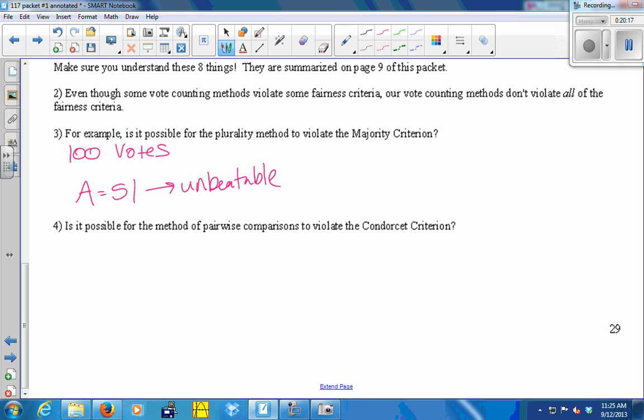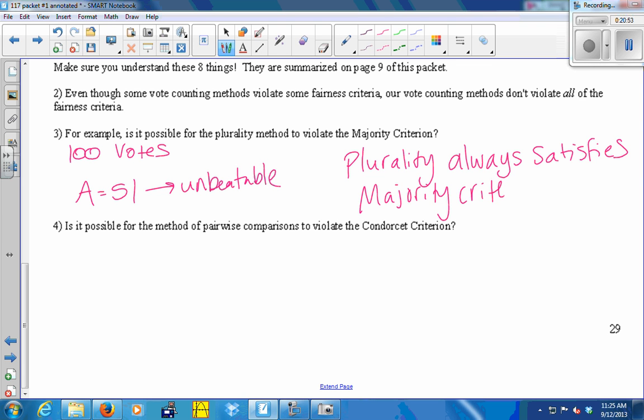So if you give a candidate a majority of the votes, they will always win using plurality. That means it is not possible for the plurality method to violate the majority criterion. It will always satisfy it. If someone gets a majority, they have to win. There's no way that they could be beaten. So plurality always satisfies the majority criterion. If someone gets a majority of the votes, they will definitely win if this is the method that we're using.